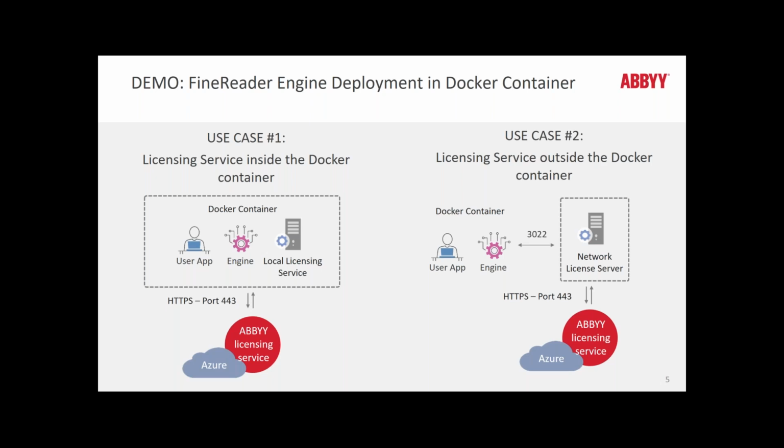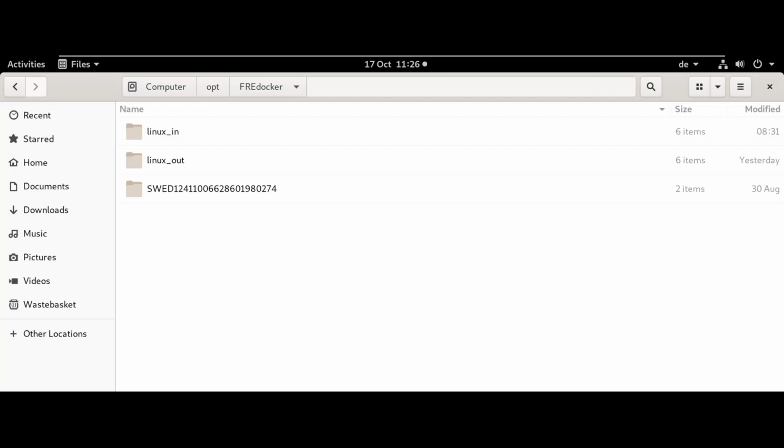Okay, so with this being said, let me open up my Linux host machine. In this case, I've prepared a Fedora virtual machine. I just opened the file system right here. I have two folders: Linux in and Linux out. You probably already guessed it. Linux in will be use case number one, with the licensing service inside the container. Linux out will be use case number two, licensing service outside the container.